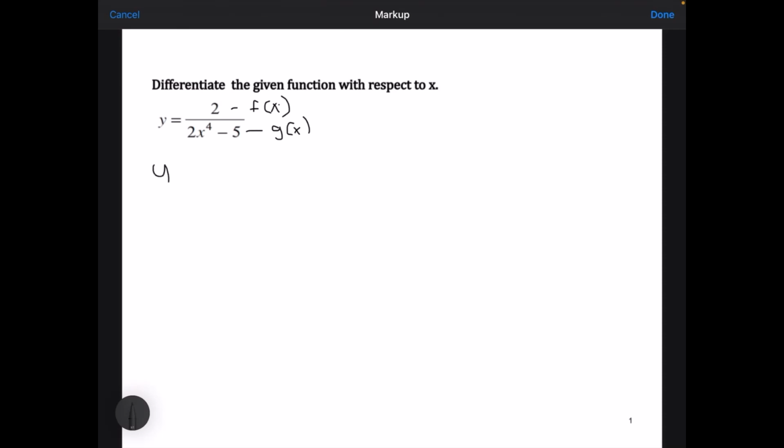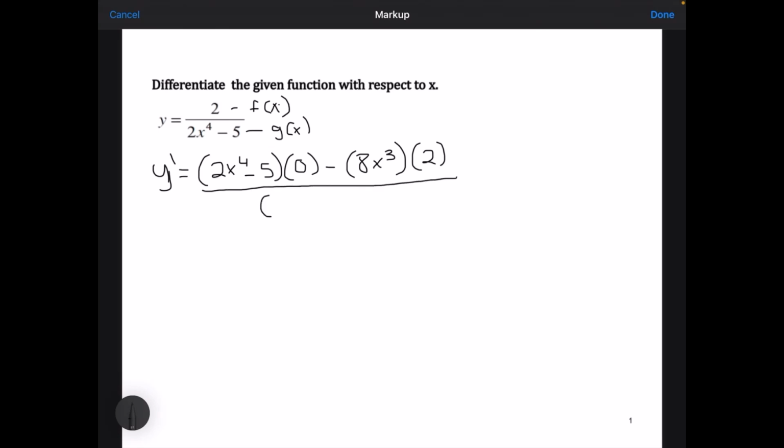So we're going to write the derivative of y is equal to, the rule states, g of x into f prime of x. So the first thing we need to do is copy paste g of x. So we're going to write 2x to the power of 4 minus 5. And then take the derivative of 2, which is 0, minus, now we need to take the derivative of g of x. The derivative of g of x is going to be 8x to the power of 3 multiplied by 2, all over 2x to the power of 4 minus 5 squared.